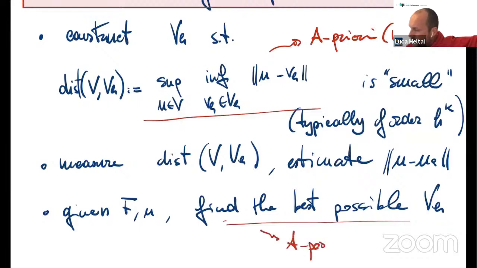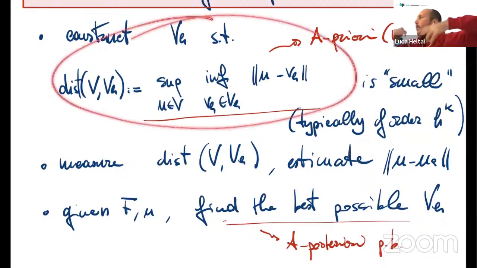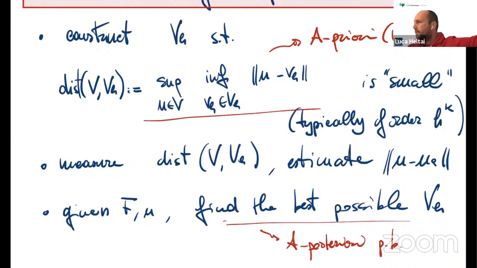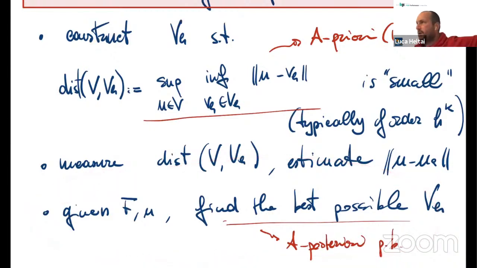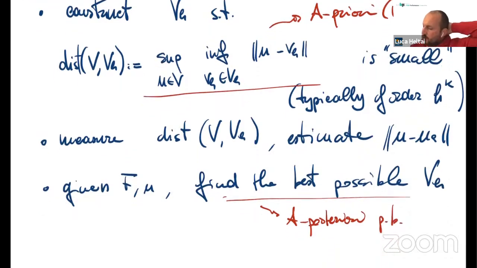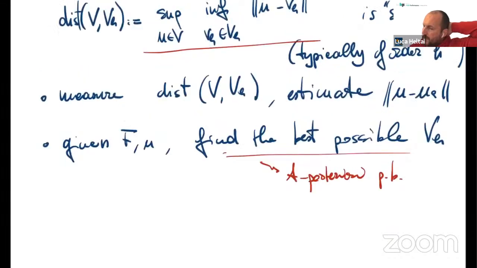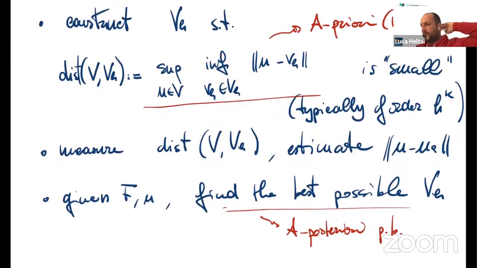So this is an a posteriori problem, which means in the first case, I'm simply interested in figuring out a way to approximate all possible problems that are given to me. In the second case, I'm given a specific problem, and I want to find the best possible approximation space that gives me the best possible results. Okay? So these two are going to be the leitmotif of everything.